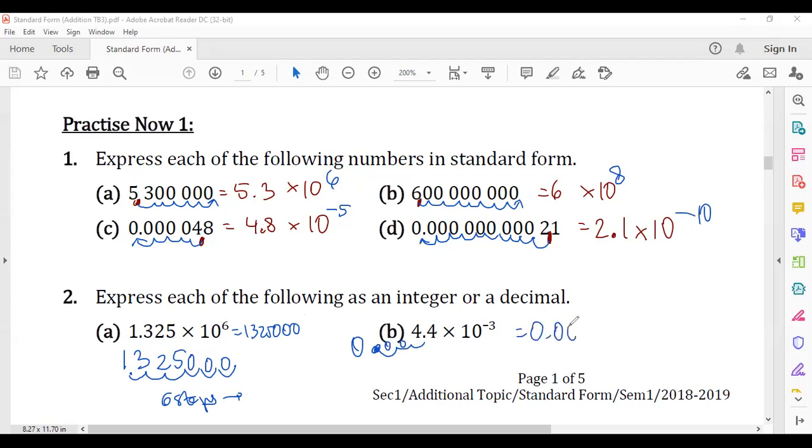So 0.0044. That's it. That's how you think of the number. I will give you this for the practice questions.